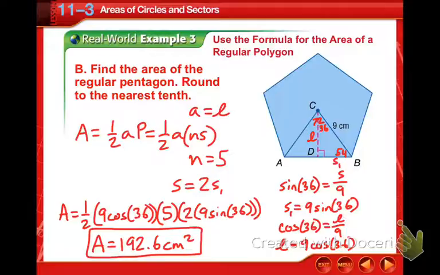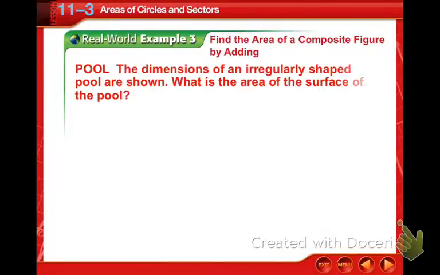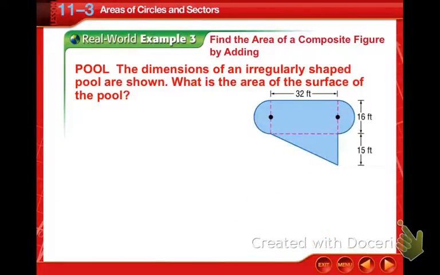All right, so we got 2 more examples and then an exit ticket. Our next example here is our first composite figure. So what we need to do, you can kind of see there's a rectangle in the middle, right? So I'm going to label everything. We got our rectangle, we got a triangle, and we got a circle, right? The circle is cut in half on the ends of the rectangle, so 1/2 of a circle on either side. So basically we have a full circle.